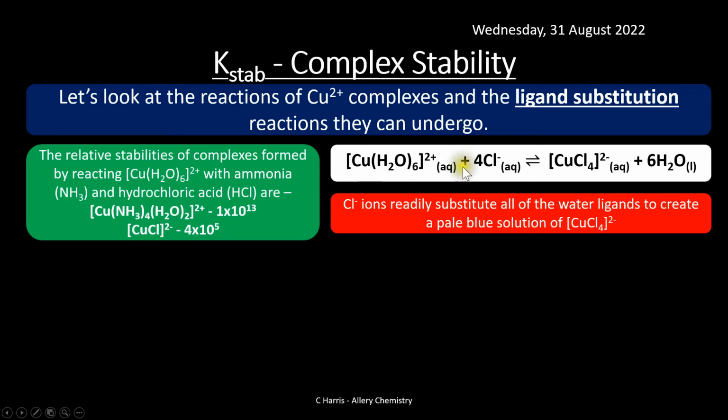So these Cl- ions, remember, readily substitute all of the water ligands, and it creates this pale blue solution that we can see here.